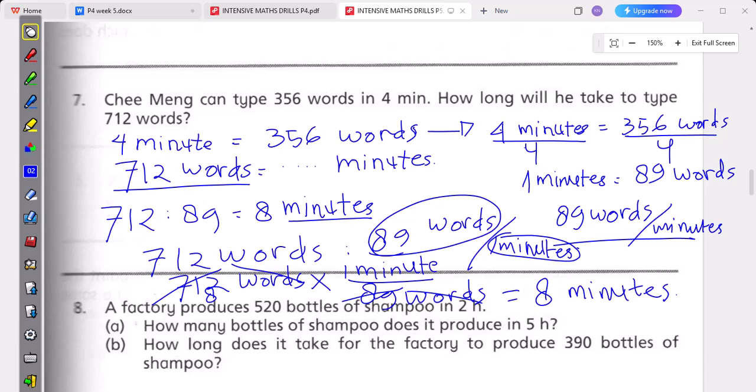So here is the way to solve this kind of equation. Okay, I think that is all for our lesson today. Thank you.